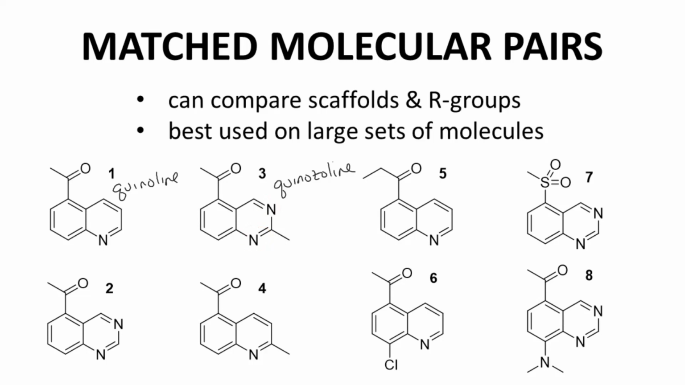In a matched molecular pair analysis, you would look over this set of analogues and look for pairs of compounds that differ in one detail. Compound 1 and 2 differ only in the scaffold. Compound 2 has an extra nitrogen. Compound 1 and 4 differ by the addition of a methyl. The same is true for 2 and 3. They differ by an additional methyl.